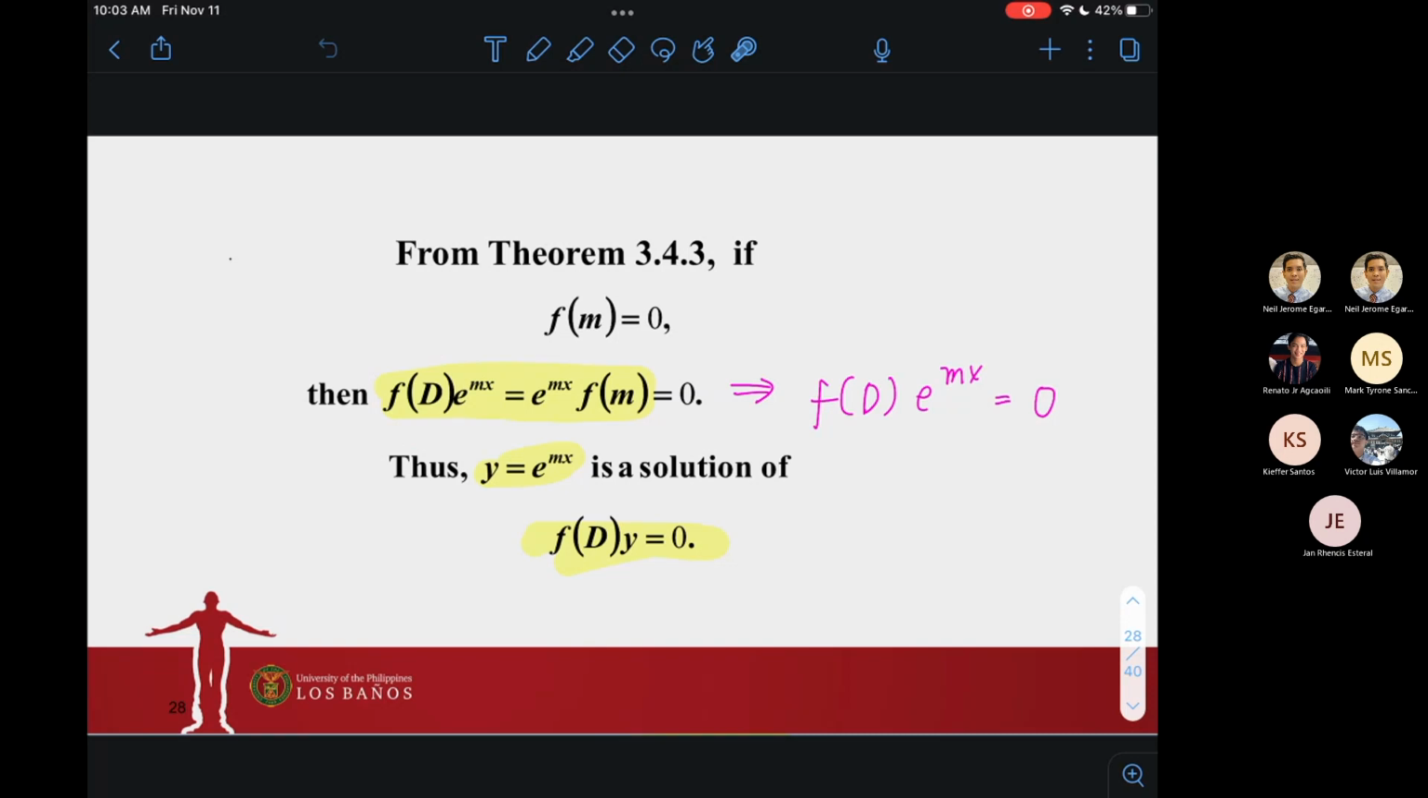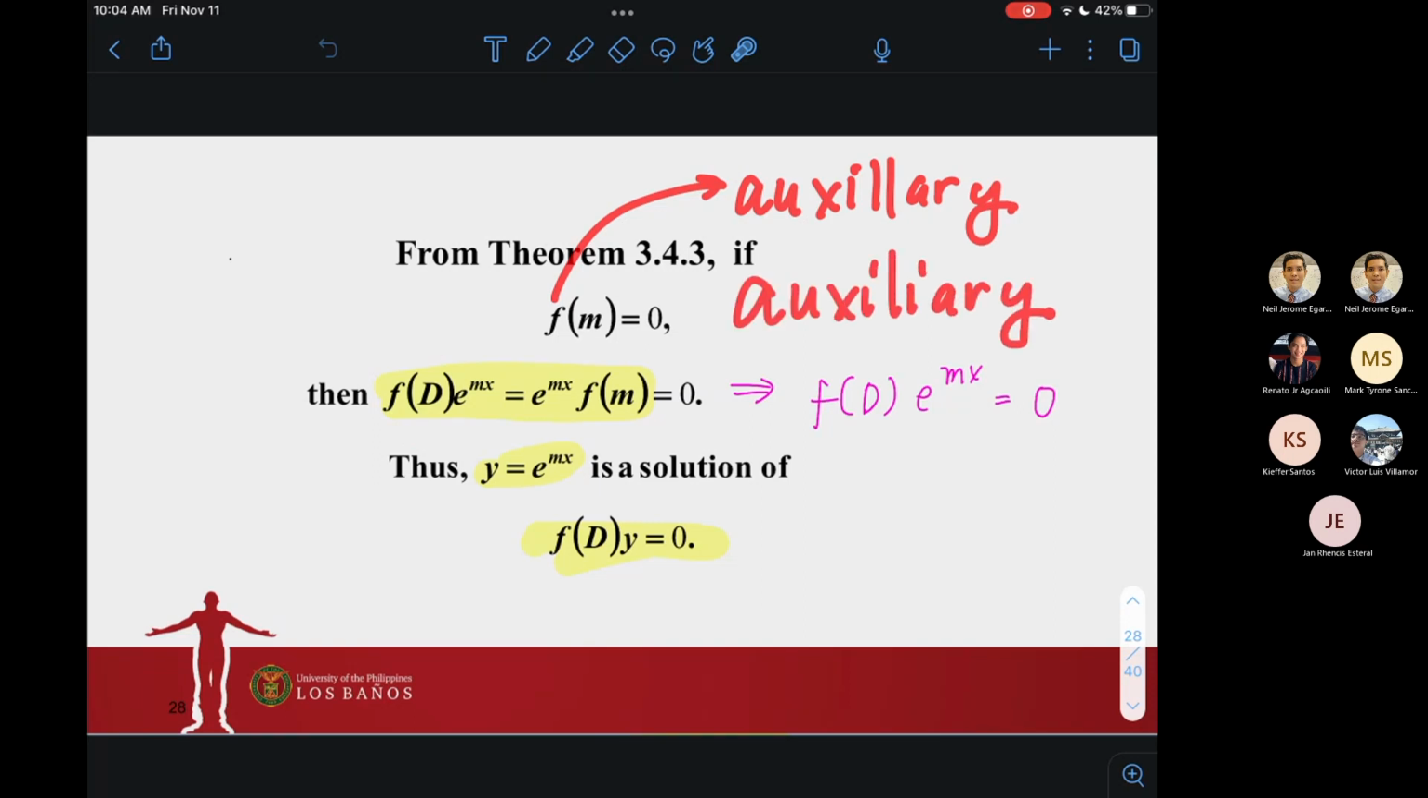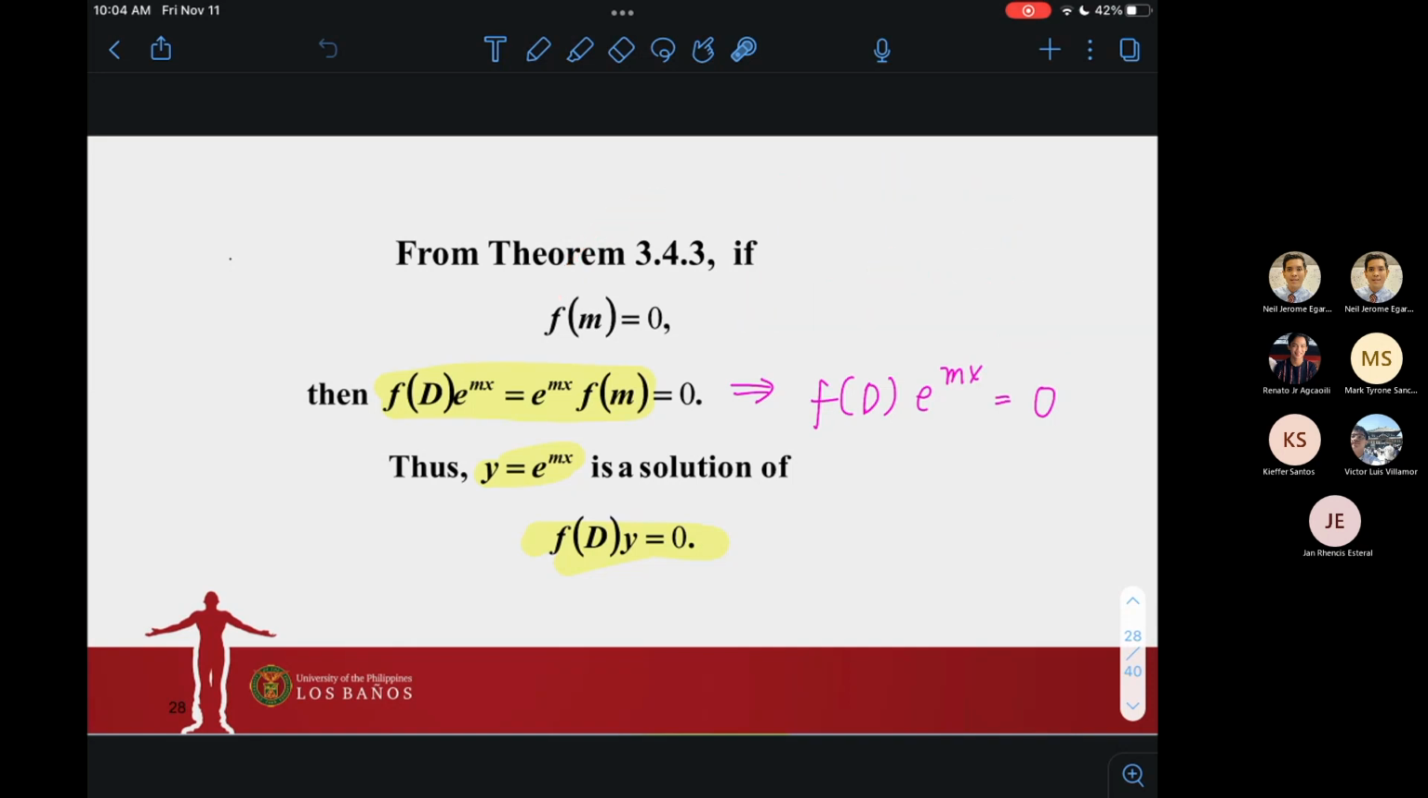Ibig sabihin, kung meron kang equation na f of D applied to y ay equal kay 0, where f is a polynomial, then sure tayo si y equals e to the mx is a solution of that linear differential equation if m is a root of the polynomial. So ang tawag natin kay f is the auxiliary. You can spell it this way. Ang spelling yata dun sa later sa slides ay auxiliary na ganyan. But anyway, they are the same thing, tomato. So auxiliary polynomial, some books call them the characteristic polynomial.